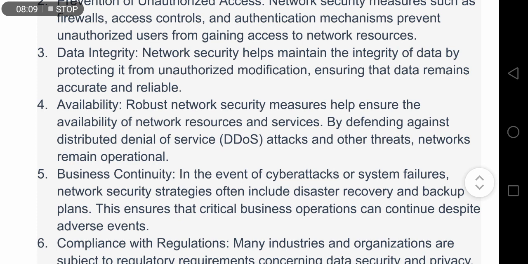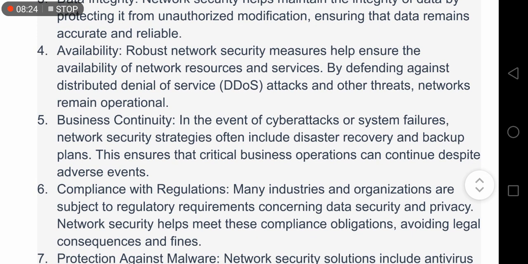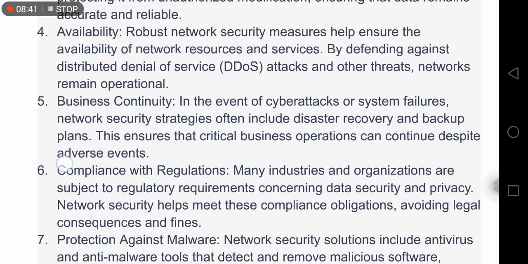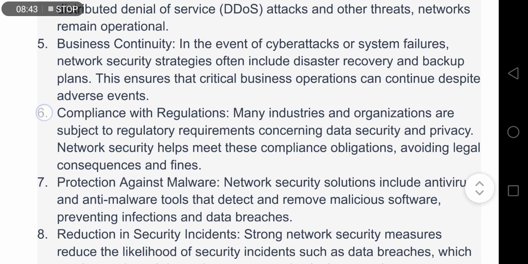Number 3. Data integrity. Network security helps maintain the integrity of data by protecting it from unauthorized modification, ensuring that data remains accurate and reliable. Number 4. Availability. Robust network security measures help ensure the availability of network resources and services by defending against distributed denial of service attacks and other threats. Networks remain operational.